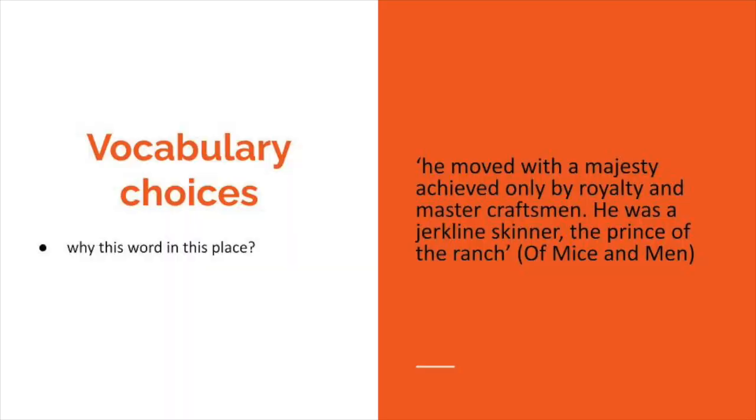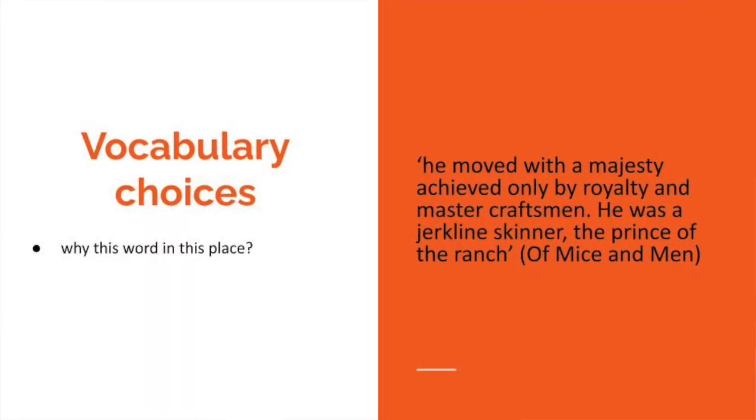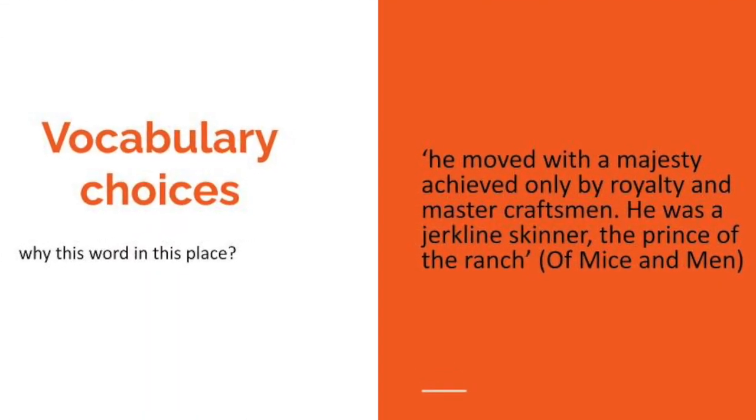He moved with a majesty achieved only by royalty and master craftsmen. He was a jerk line skinner, the prince of the ranch. Now, if that was your extract, it's about Slim in Of Mice and Men, what kind of interesting vocabulary choices are made here? Now, this is an interesting example because I don't know if you spotted this. There's a couple of words that seem a bit out of place for a ranch in California. It says majesty, royalty, and prince.